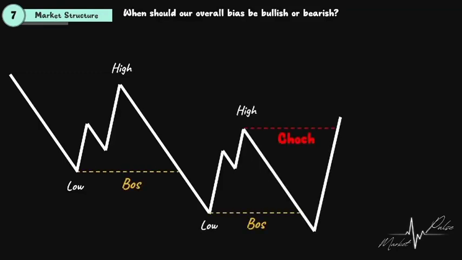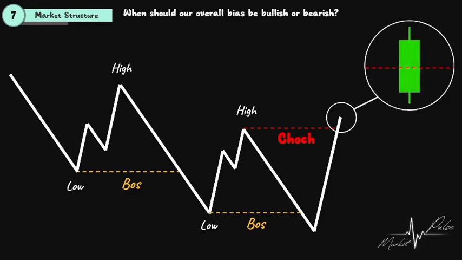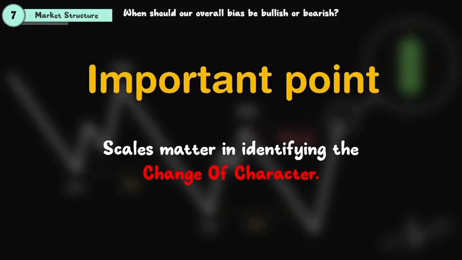As we mentioned earlier, the break of an origin creates a change of character. A breakout occurs when a candlestick closes a visible amount through a level of market structure. So, first, we must locate the sources to identify the reversal points. But here is an important point. Scales matter in identifying the change of character.